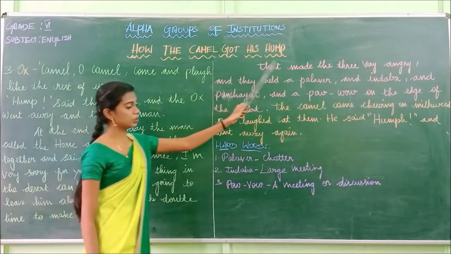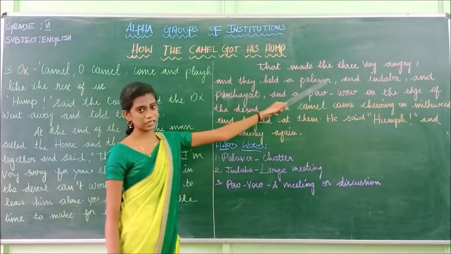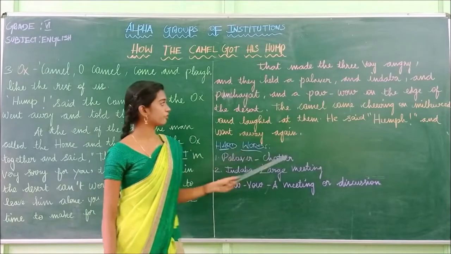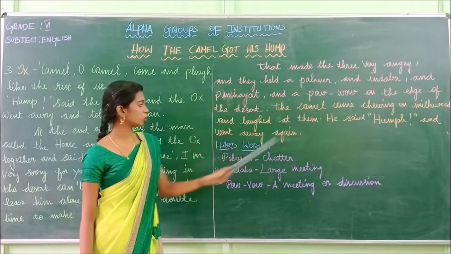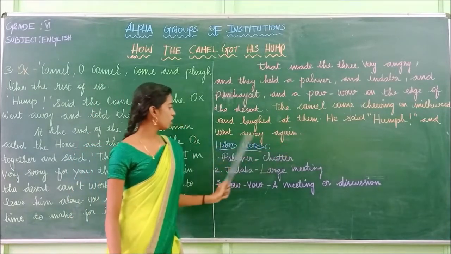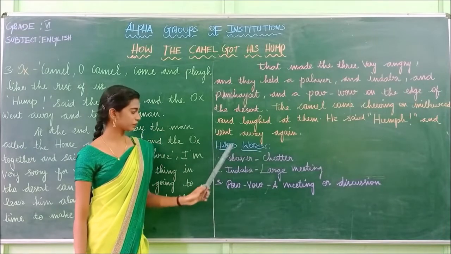That made the three very angry, and they held a Palavar and Indaba and Panchayat and a Pauvav on the edge of the desert. The camel came chewing on milkweed and laughed at them. He said "Hump" and went away again. Okay, shall we read the hard words?